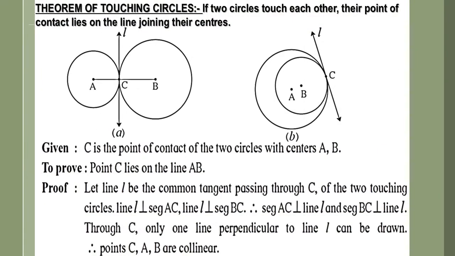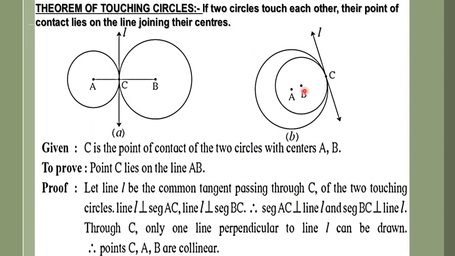Now let's see the theorem which talks about the point of contact and the line joining the centers of two touching circles. So the theorem is called the theorem of touching circles. If two circles touch each other, their point of contact lies on the line joining their centers. That means here in case A, if you join AB, that is A is the center of the first circle, B is the center of the second circle. If you join that AB, then on the same line you will get C, which is the point of contact of the two touching circles.